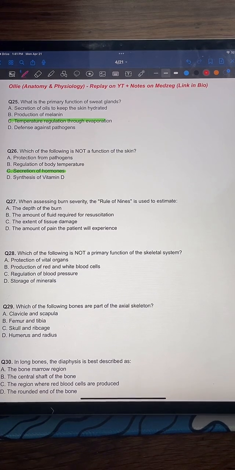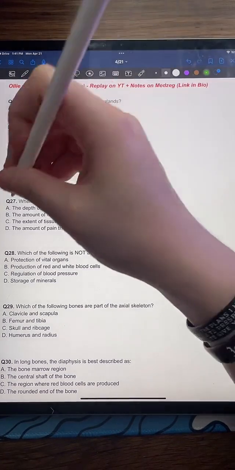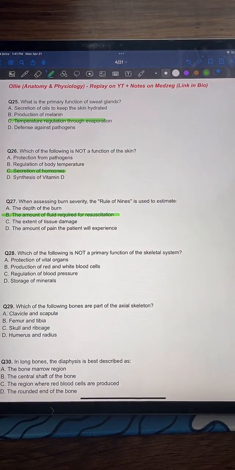But number 27, the answer is B. It is the amount of fluid required for resuscitation. It is essentially used to estimate the total body surface area affected by the burns to help guide fluid resuscitation, more particularly in severe burns. The depth of the burn is more so by first degree, second degree, extent of tissue damage, and the amount of pain is subjective, so it's not really a factor in that.